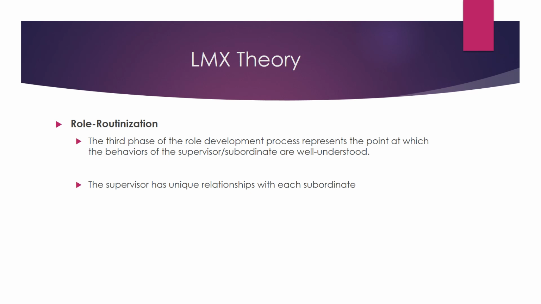The role routinization phase is the third phase of role development process, and it represents the point at which the behaviors of the supervisor and subordinate are well understood. So the two people understand each other now. Although the supervisor and subordinate have a unique relationship, the supervisor has unique relationships with each individual subordinate. And the development process is unique as well. So if you think about that supervisor as a central point, and then the subordinates in the outlying areas, you get the idea of maybe a wheel with spokes on it. And all these relationships are unique.